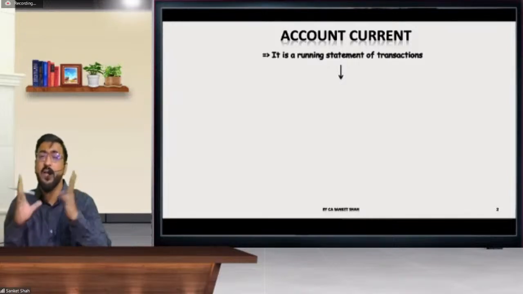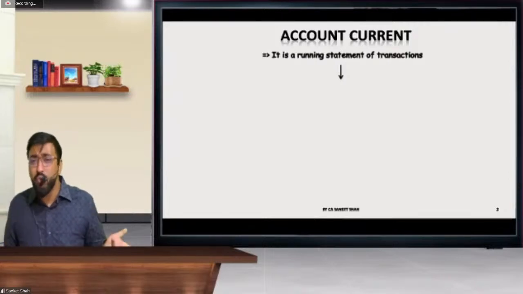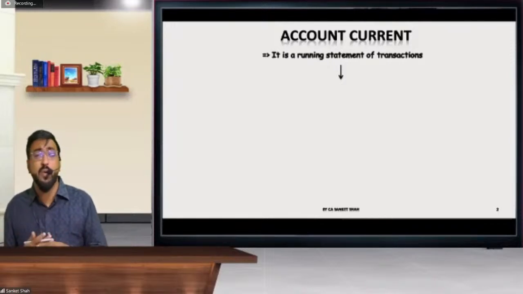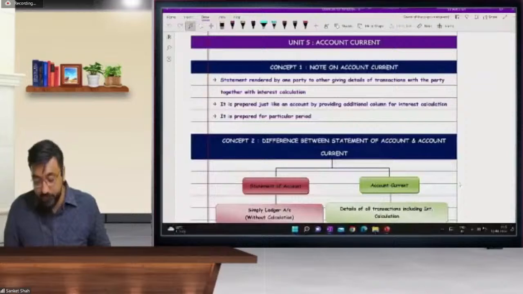So beta, what is account current? First, whenever we are starting with any chapter, first thing that we have to understand why this chapter, sir, why account current, why this chapter is covered under special transaction. Can you tell me why this chapter is covered under account current? So see beta, now I will tell you the first logic of this chapter.